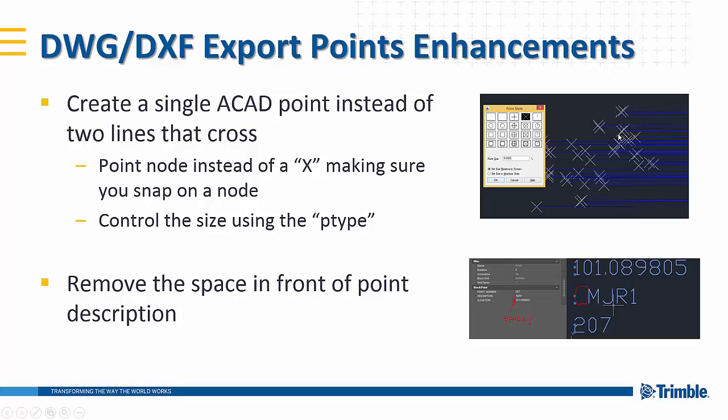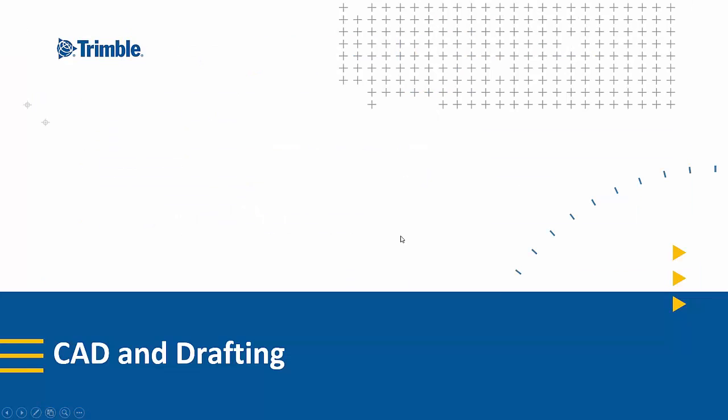Previously, you would get two crossing lines with an intersection, and when you tried to snap to a point, you had 5 locations where you could snap in AutoCAD. Now you actually have a true point object that you can snap to. Also, the space in front of the point description has been resolved in this release.